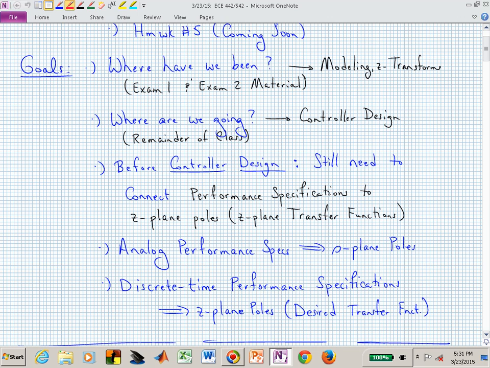And we'll first remind ourselves, I think we quickly started talking about that before exam number 2. You probably turned off as soon as I said this won't be on exam number 2. So we'll review that a little bit for the analog case in the S-plane, what these performance specifications look like. Then we'll try to translate those into discrete time performance specifications, pole locations, which are the desired transfer functions that we may want our closed loop system to look like. That's where we are headed.